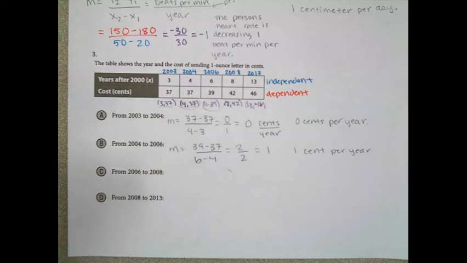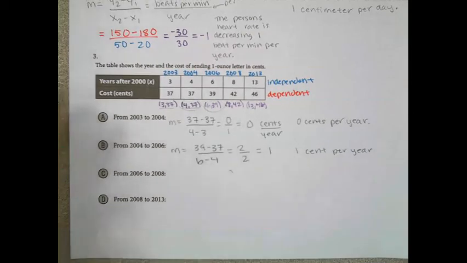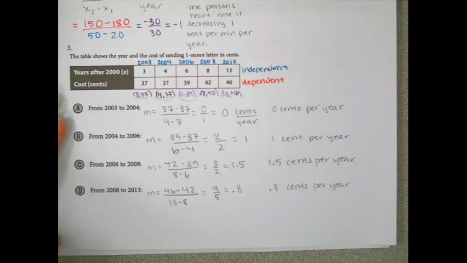I would like you guys to pause the video here and try C and D on your own. Find the slope. For part C, you get 3/2, which you can rewrite as a decimal as 1.5 or 1 5/10. And it just flows better saying 1.5 cents per year than 3/2 per year. Similarly, for part D, you get 4/5, which can be written as a decimal as 0.8 or 8/10. And so you're increasing 0.8 cents per year.